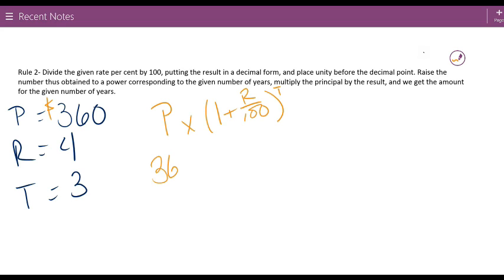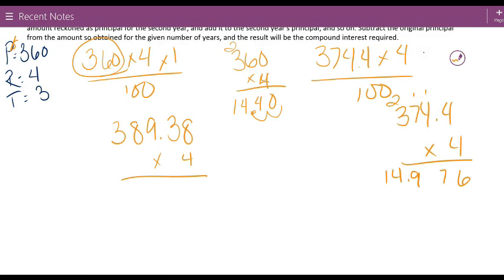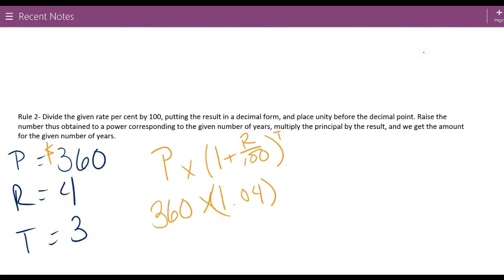We have 360 times 1.04. Now the reason we're putting that 1 there is because that's instead of adding it back in. If we multiply it times 1, that's the same number. So we're saying it's 1 and 4%. It's the same as if you were saying 104%. So it's all of the value and another 4% to the third power. So 1.04 times 1.04.